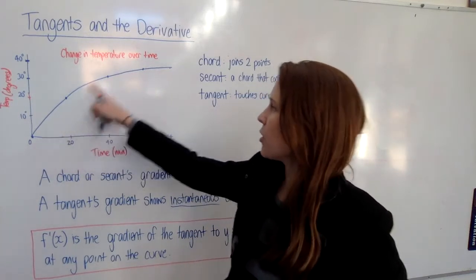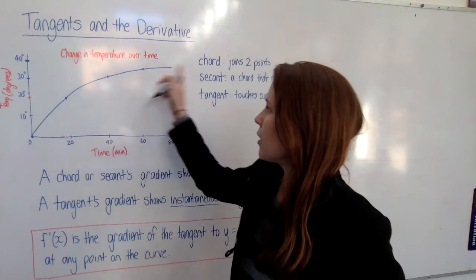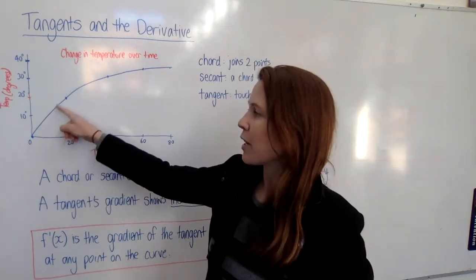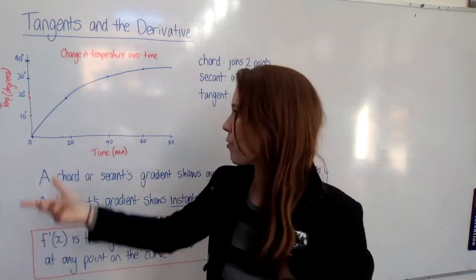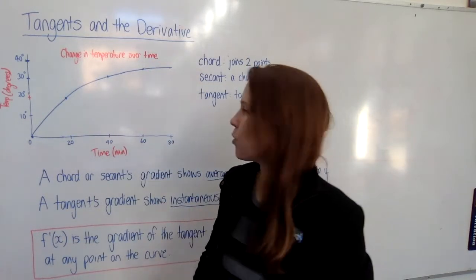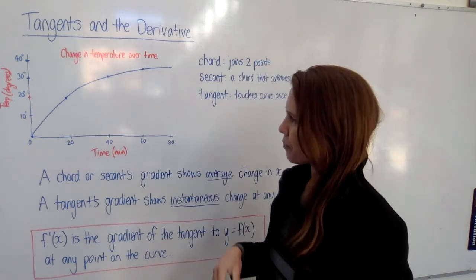So we've got a gentle curve here showing the change in temperature over time. It looks like there's quite rapid change in the beginning when the bottle first is taken out of the fridge, which sort of levels out after a while. It takes a while to come all the way to room temperature.